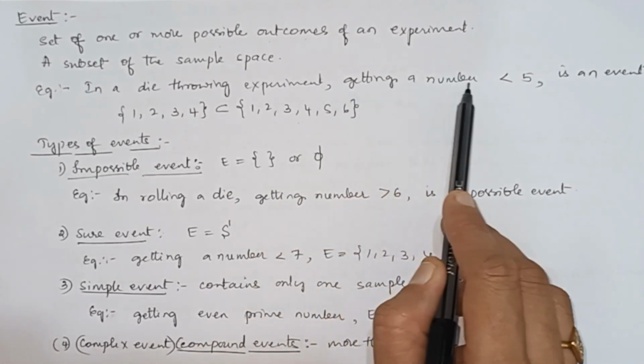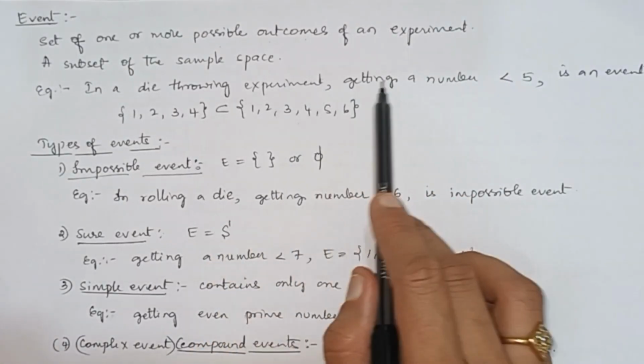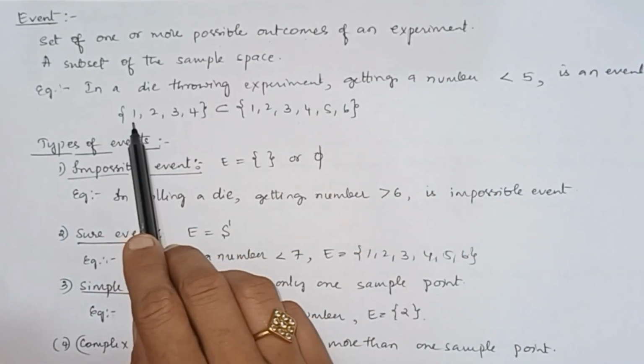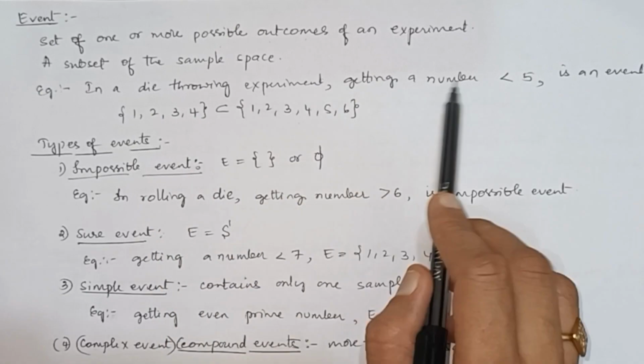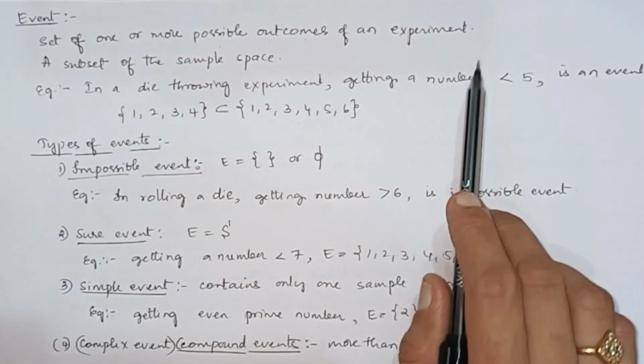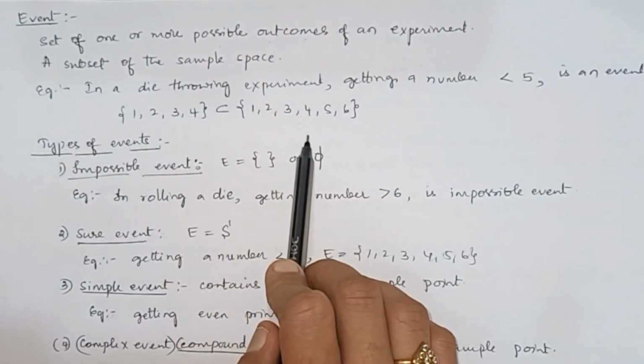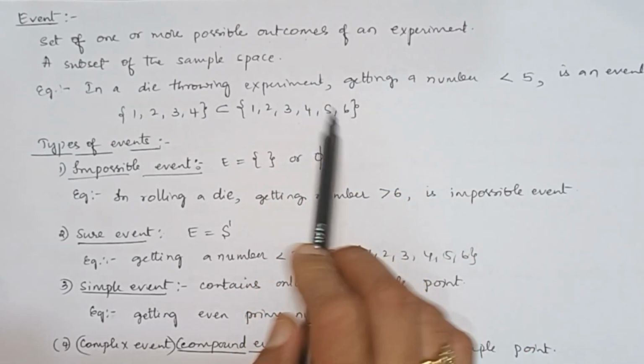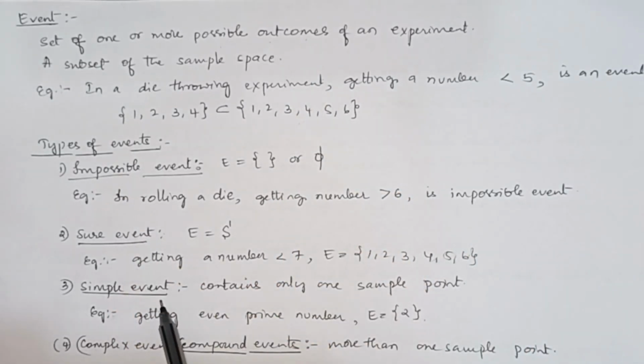So this is a part of it, that is getting a number less than 5. Getting a number less than 5 means possibilities are 1, 2, 3, 4. So this is an event. So any subset of the sample space forms an event of the given random experiment. Now you have to see what the types of events are.